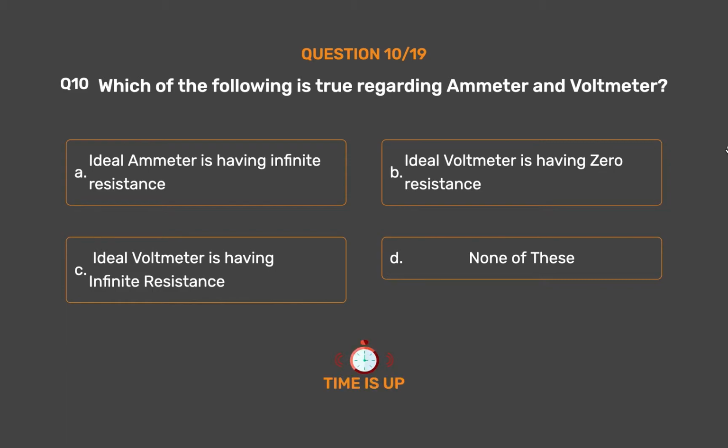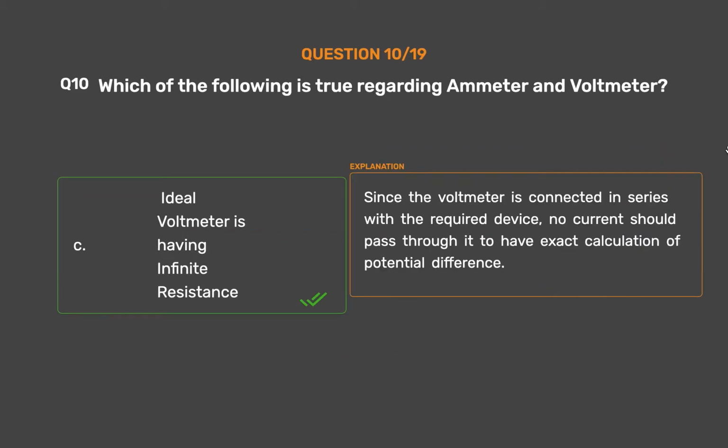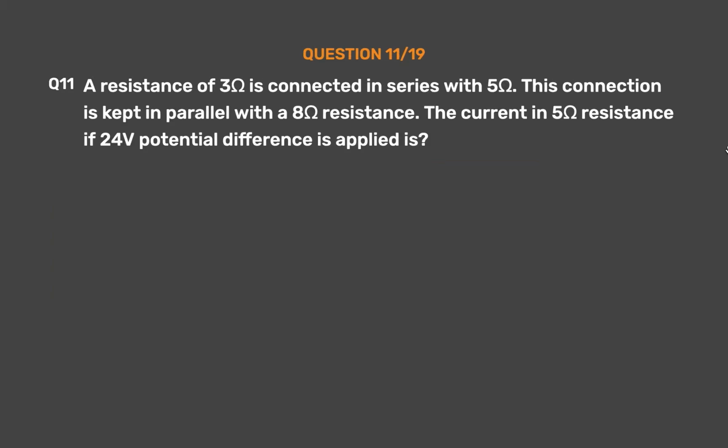The correct answer is option C. An ideal voltmeter has infinite resistance. Since the voltmeter is connected in parallel with the required device, no current should pass through it, to have an exact calculation of potential difference.